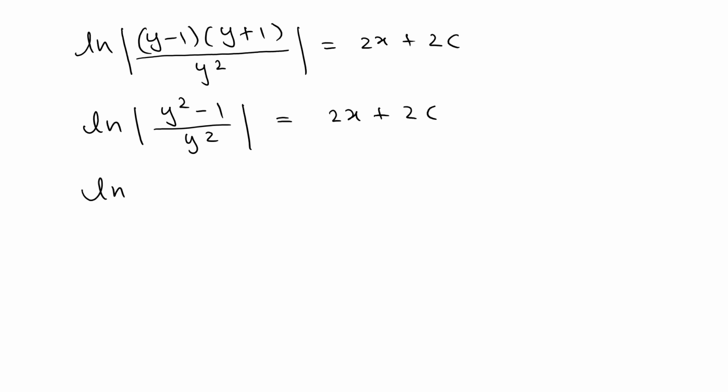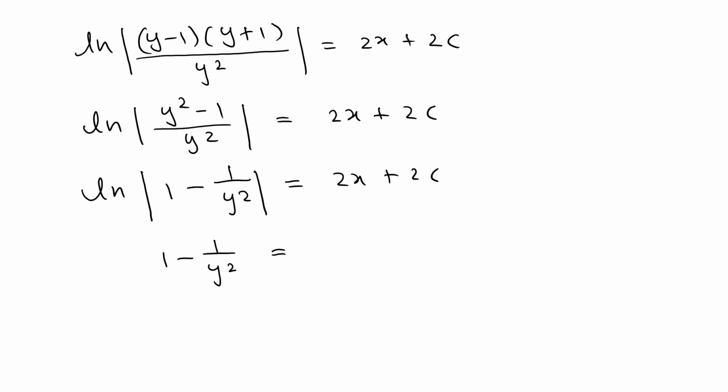And you can simplify this further. By dividing, you can write this as 1 minus 1 over y squared, equals 2x plus 2c. Now we can write the exponential form. Writing the exponential form, you get 1 minus 1 over y squared equals e to the 2x times e to the 2c, and also when you remove the absolute value sign you get plus or minus. I did all of them at the same time.